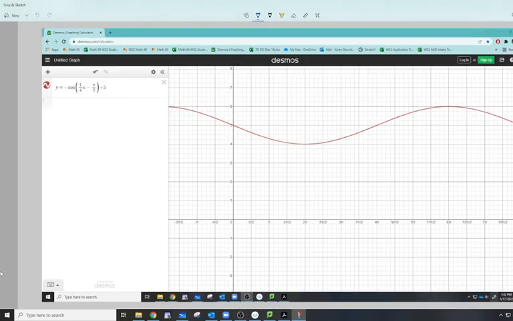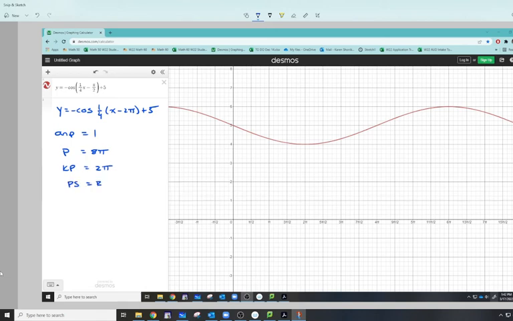So we are actually going to be doing y equals negative cos of a quarter times x minus 2 pi, plus 5. So how would we do this? Well, we know that the amplitude is 1. We know that the period is 8 pi. So now we know that our key points are going to be 8 pi divided by 4, so every 2 pi. We know that there is a phase shift, which is right 2 pi. And we know that we have a vertical displacement, which is up 5. So how am I going to graph this?